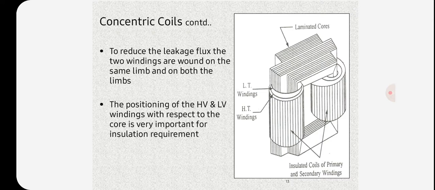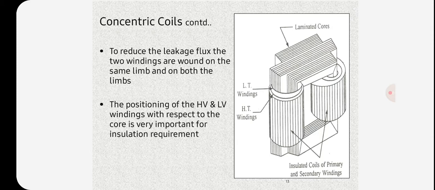The windings are made with copper conductors and are placed on the cores. The winding which is connected to supply is known as primary, and the winding which is connected to load is known as secondary winding. The winding which is connected to low voltage is known as low voltage winding, and the winding which is connected to high voltage, means HV, is known as high voltage winding.